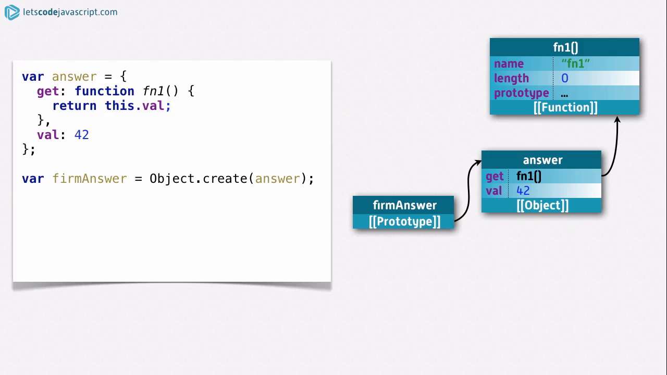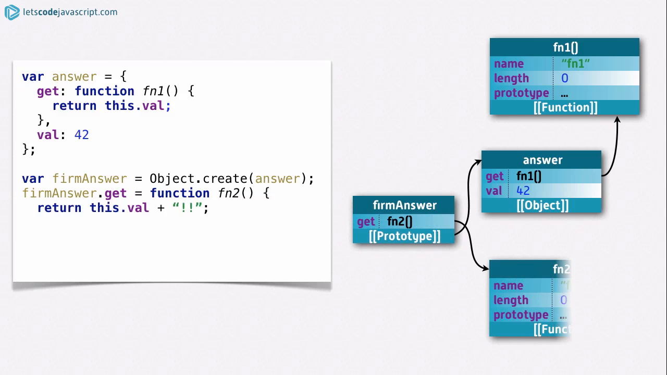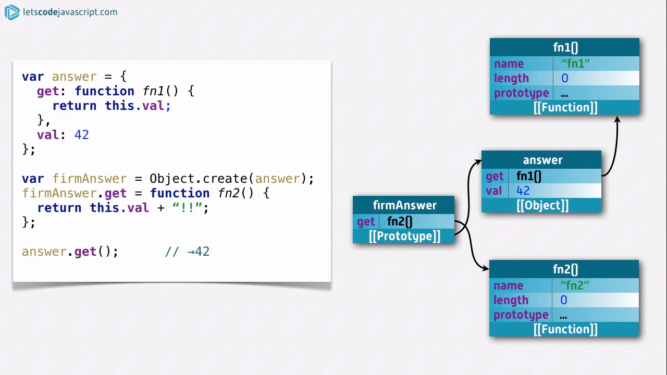It's easy to do polymorphism in JavaScript. You just use the same property name but assign a different method. So if we wanted to have a firmAnswer object that answered in a different way, we just say firmAnswer.get and assign the function. In this case, we're going to return the same value and return bang bang at the end. So if we say answer.get, that'll give us 42 back, but if we say firmAnswer.get, that'll say 42 bang bang back. Anyway, you get the idea.